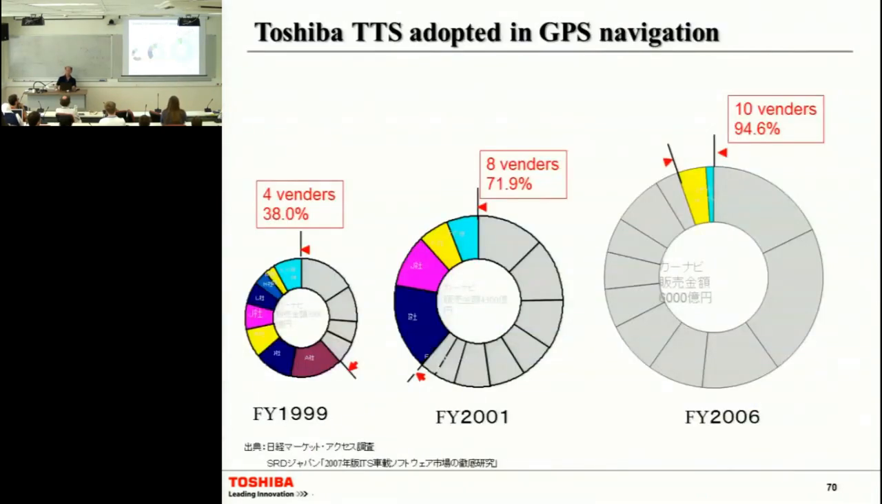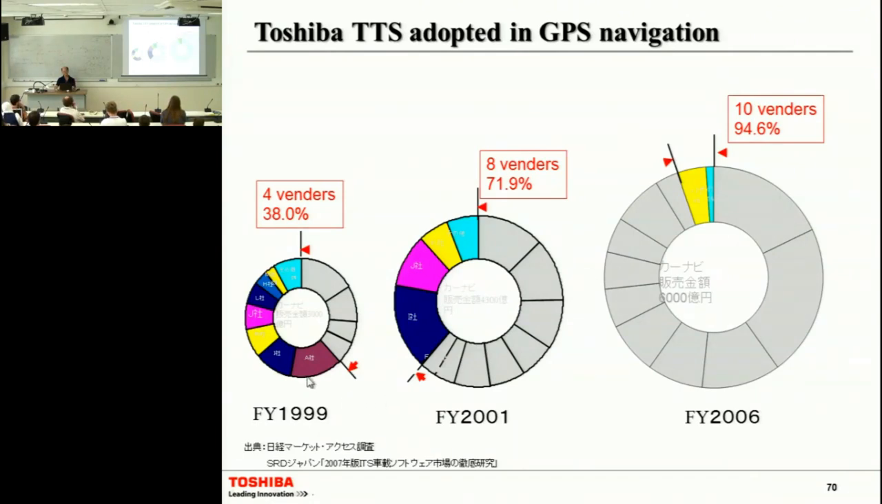And first, I introduce Toshiba's TTS, closed-loop training method, to car manufacturers. A famous car manufacturer adopted Toshiba's TTS in 1999. At that time, we provided TTS middleware to four vendors. And these four vendors had 38% of market share in Japanese in-car navigation systems.